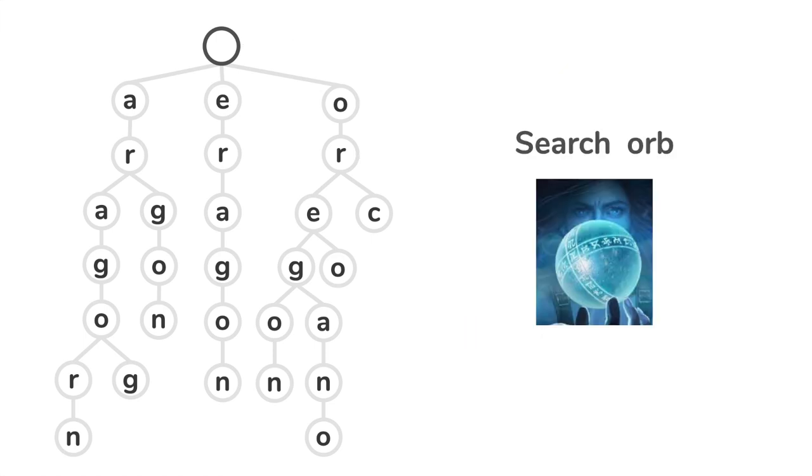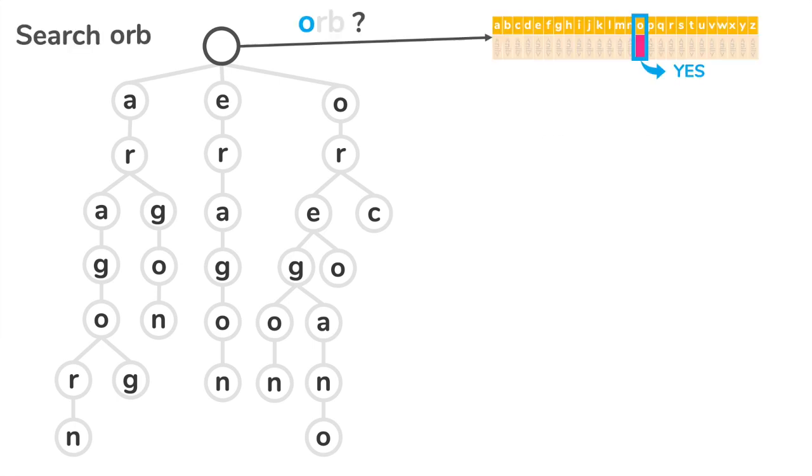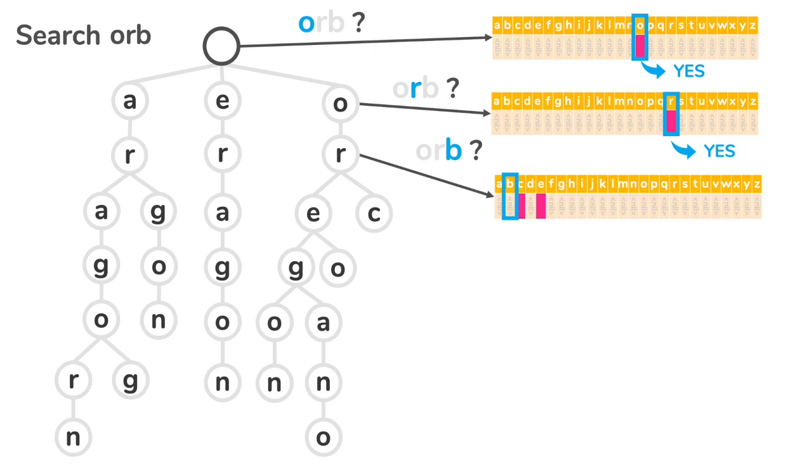If we try to search for a word that is not in the list, for example, orb, it will immediately let us know that the word is not there once it finds an empty index of the children array.